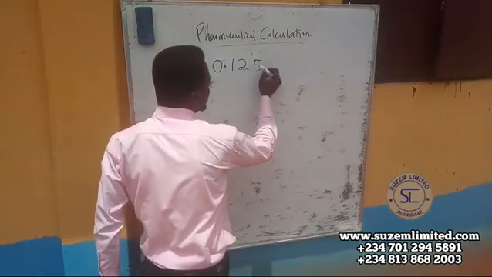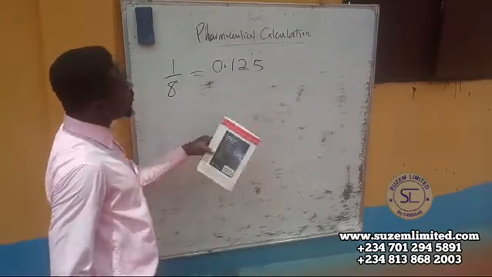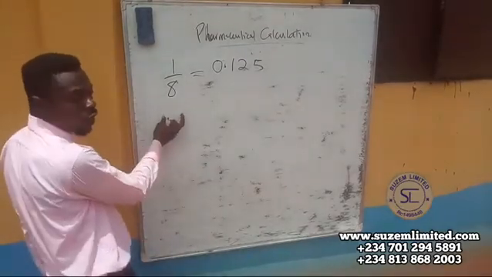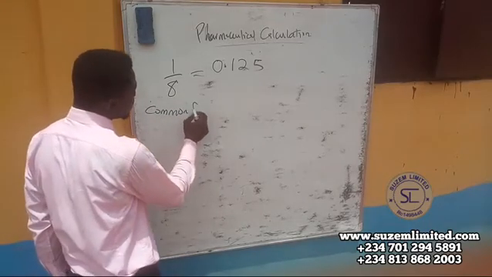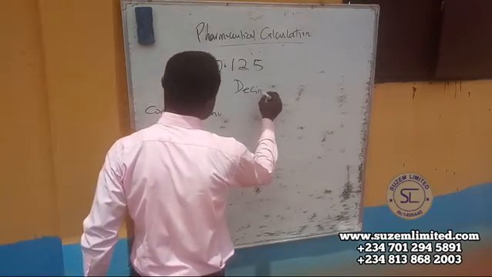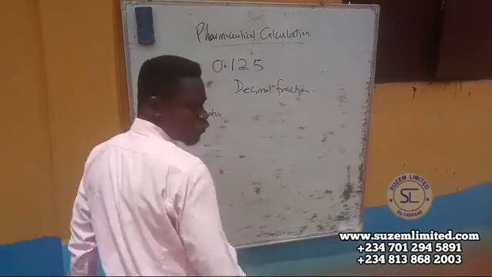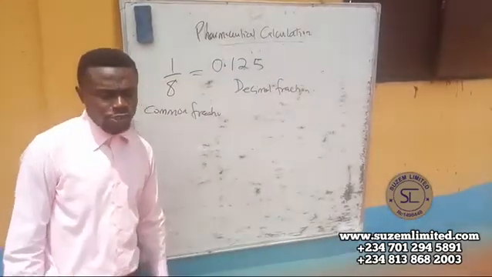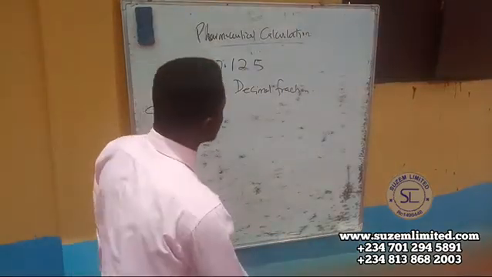40 divided by 8 is 5. So 1/8 is 0.125. Have you not seen we converted this from a common fraction to a decimal fraction?